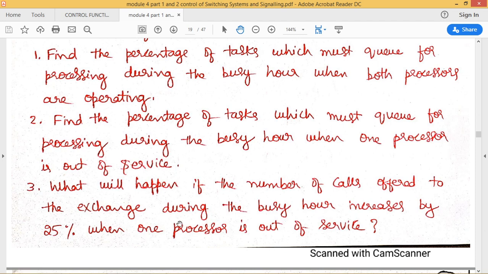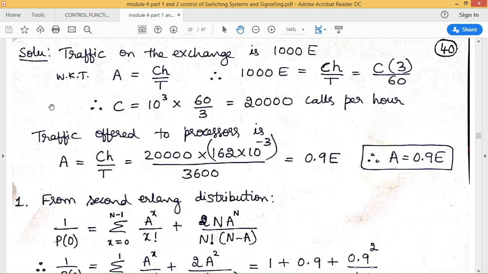In this case, what is the probability of delay observed, or the number of calls offered to the exchange observing busy? So the probability of delay must be calculated in all three different cases. In order to calculate the probability of delay, first let us calculate the number of calls that are arriving during the busy hour.